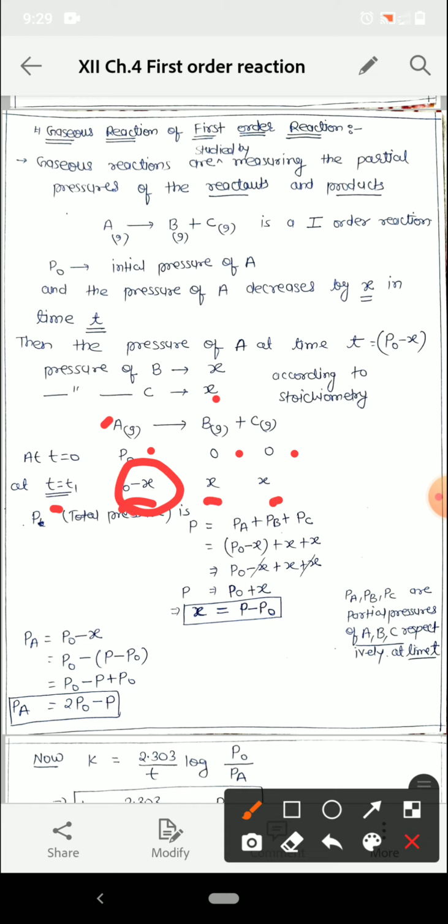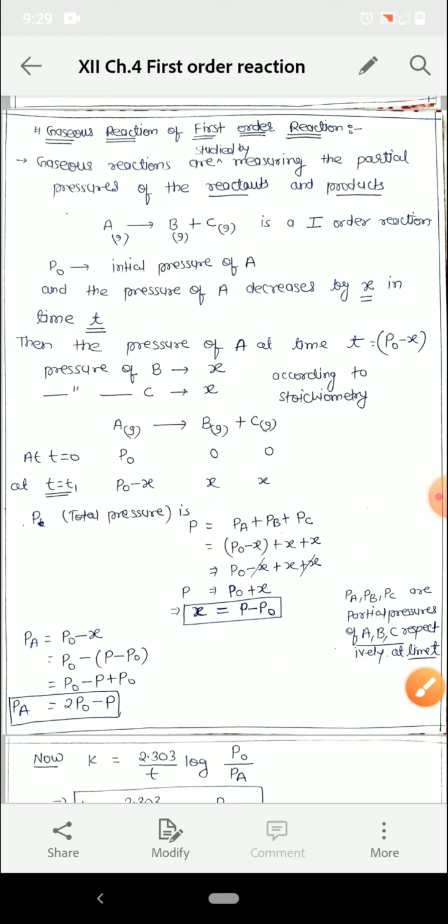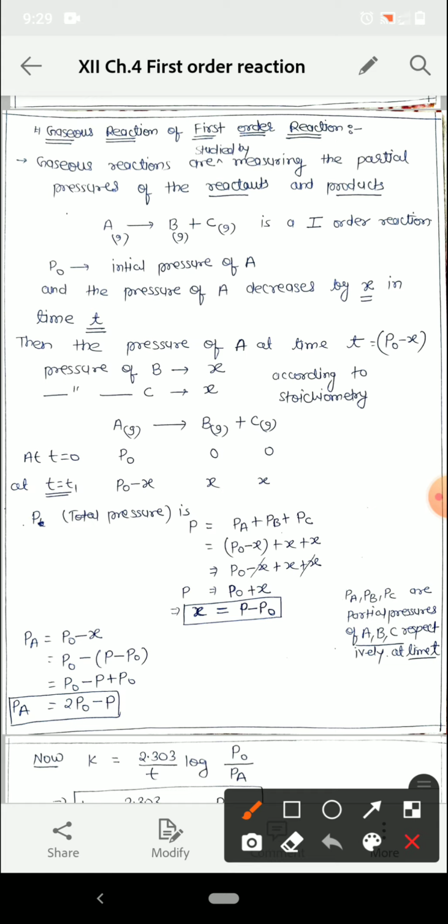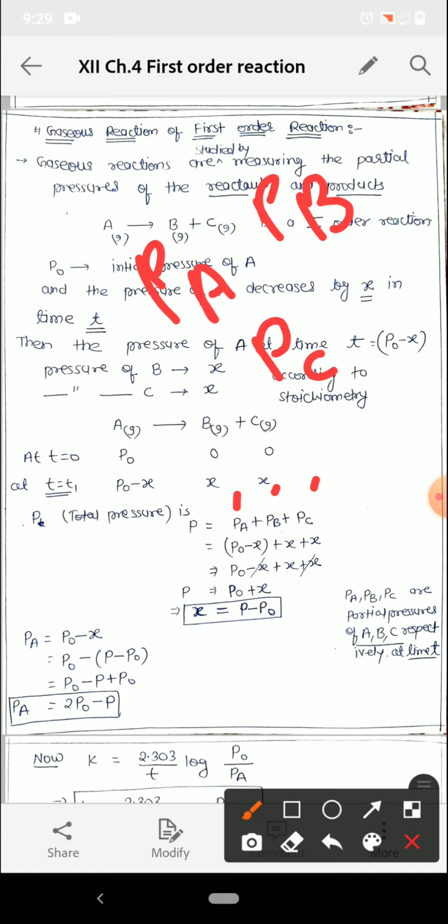suppose x is formed, and this one also, how much is formed? x is formed. So the total pressure at time t will be the sum of these pressures, that is the total pressure at time t. So we can write the total pressure is P is equal to PA plus PB plus PC. And PA is what? PA is the partial pressure of A. PB is what? The partial pressure of B. And PC is what? The partial pressure of C. We will sum all of these, so we get the P total.